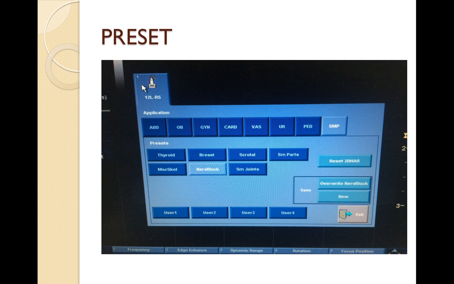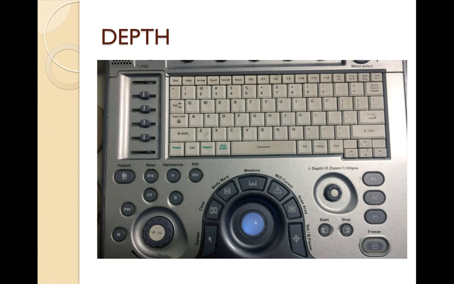These are the preset things on the machine, so you can have a better image of the nerves. Next important knob is depth. This is the depth knob. When you want to see superficial structure, you have to keep the depth on the lower side. If you want to see deeper structure, you have to increase the depth. If you don't do it, there will be unnecessary loss of space on the screen, and it is better to keep the required depth in various blocks.